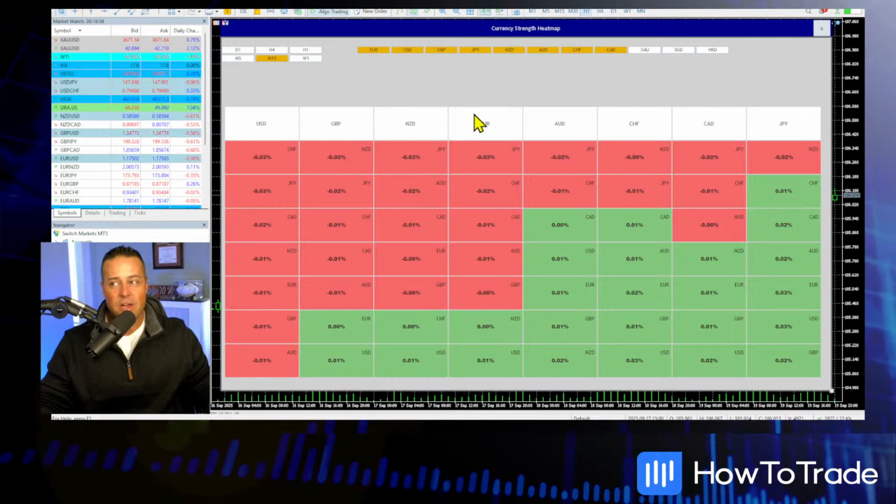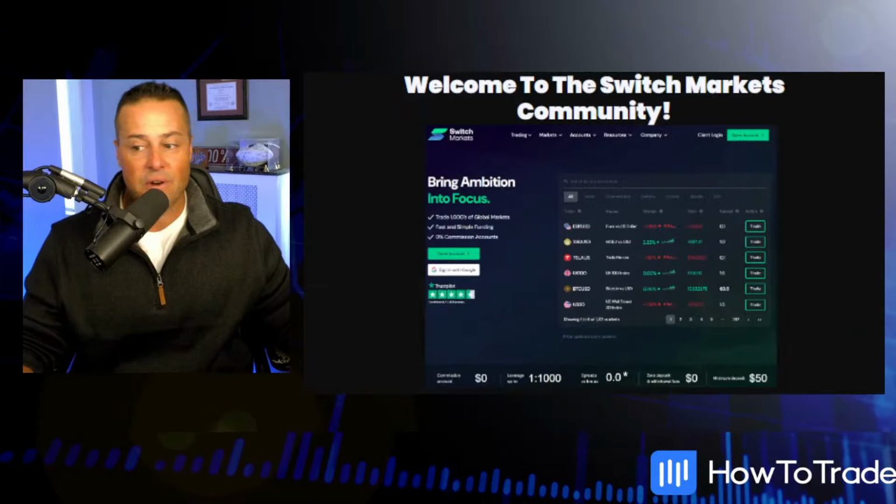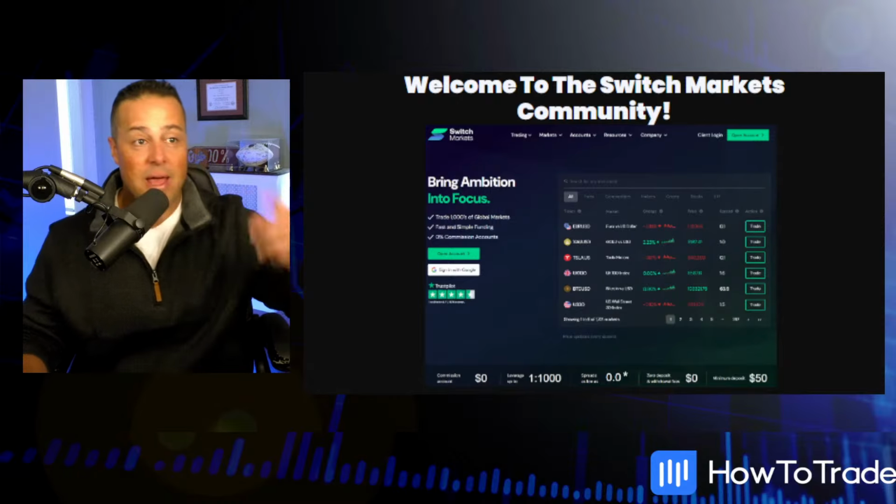Interesting stuff, guys. Currency strength heat map. If you're a beginning trader, that may be a great thing that you can use. And if you're a veteran trader, to be honest with you, it's not something that I've used a tremendous amount, but it's not bad. It's interesting.